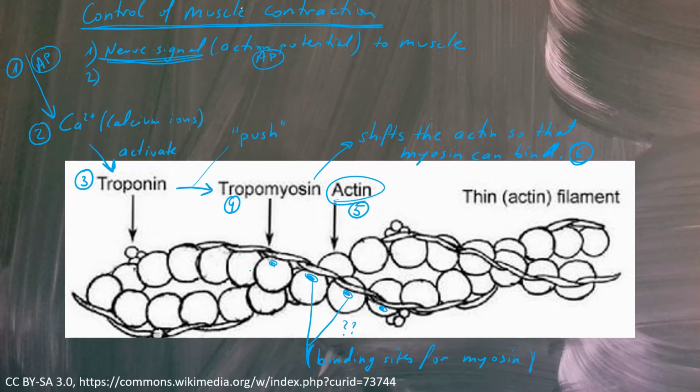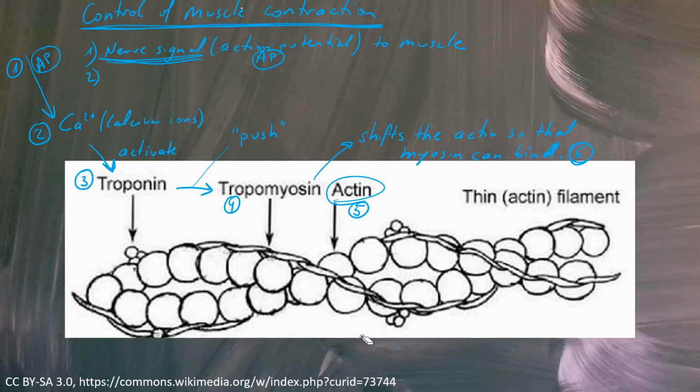Honestly, I have to admit I don't like what I've drawn here. Maybe I should take this away again. I don't quite like it, because I don't know if the binding sites actually look like this. It's also not so important maybe.